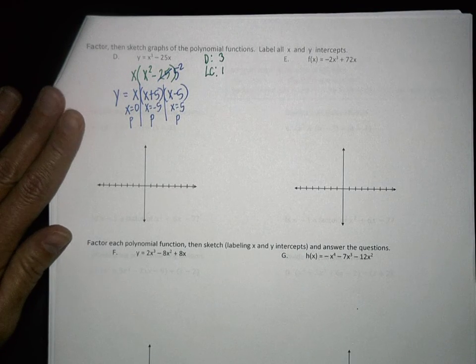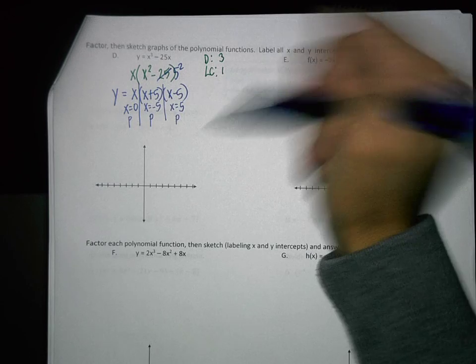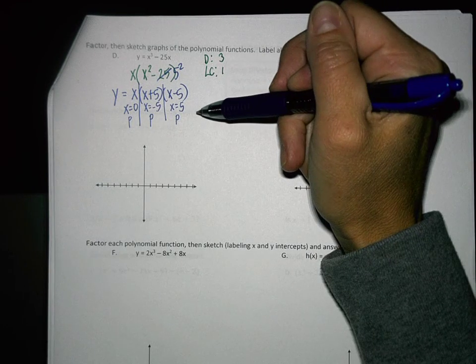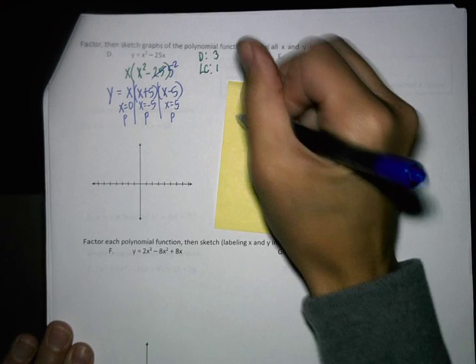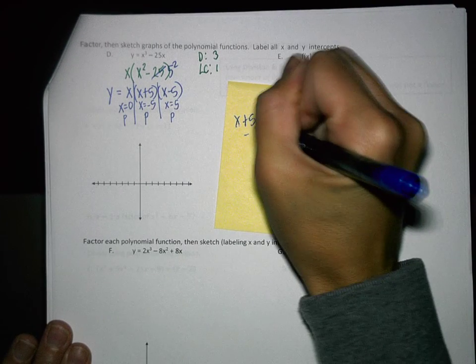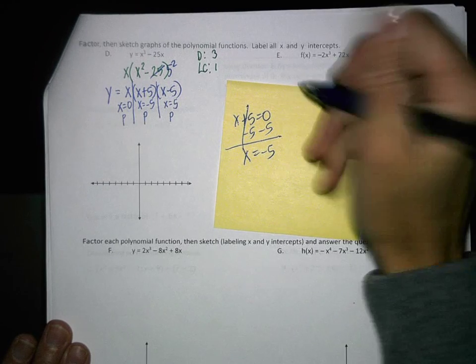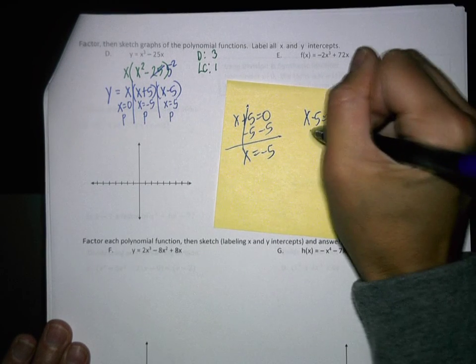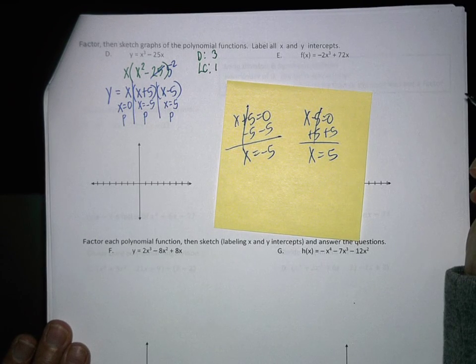Okay, questions on that step? So remember that when you set this equal to 0, you would add 5 to both sides, and so it becomes positive 5. Remember, whatever's in parentheses actually becomes the opposite. Okay, I'm going to help you out here. So if we take x plus 5 equals 0, we subtract 5 from both sides, x equals negative 5. If I take x minus 5 equal to 0, I add 5 to both sides, and I get x equals 5.